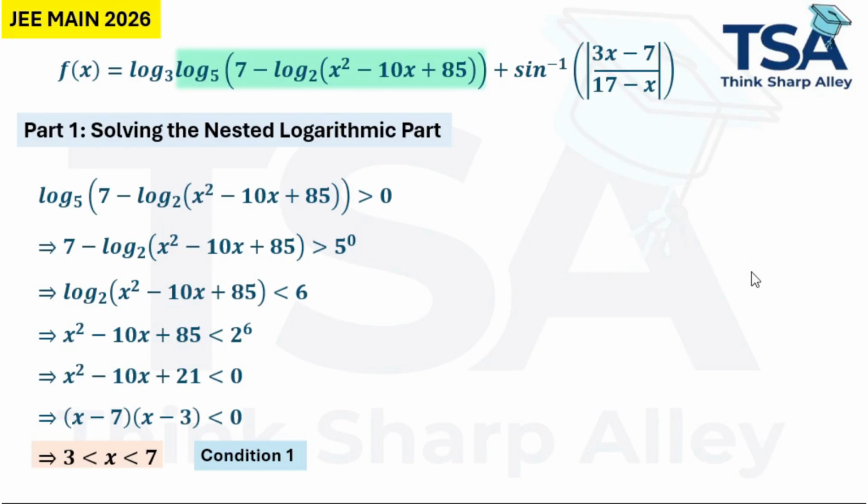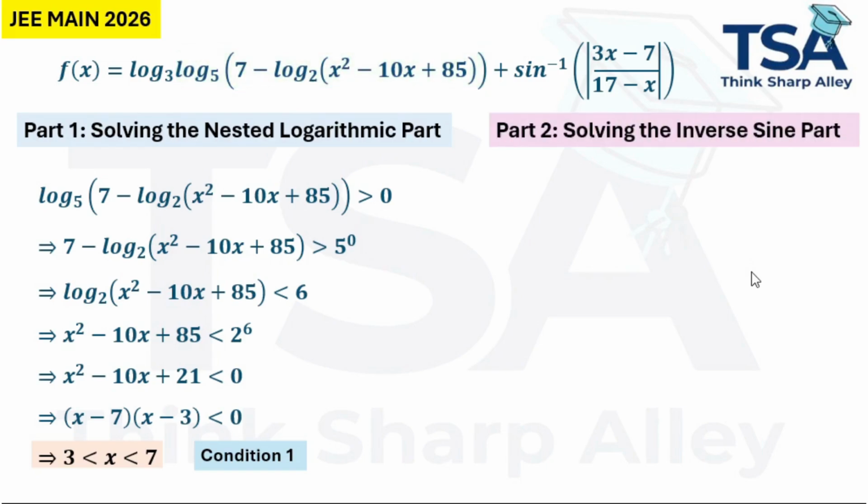Now let's move to part 2, where we solve the inverse sine part, which is this. Now remember, for sine inverse x to be defined, modulus x must be less than or equal to 1. So over here, in place of x, I have this fractional argument which is already in modulus. So this argument must be less than or equal to 1. We only care about the values of x that also satisfy condition 1. We can simplify the absolute value bars by evaluating the signs in this specific interval.